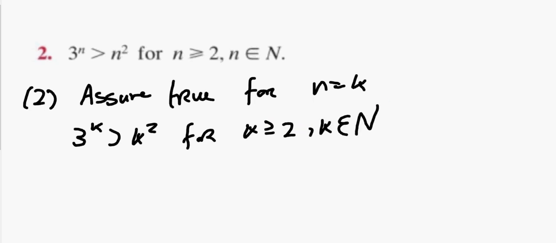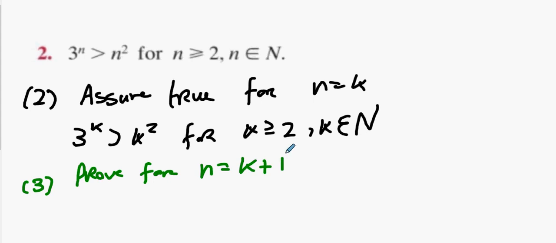Now we finally get on to the only bit that's difficult, which is step 3. Alright, so what do we want to do now? Prove for n equals k plus 1, no bother. What we're thinking here is 3 to the power k plus 1 is greater than k plus 1 squared. Would you agree with that?